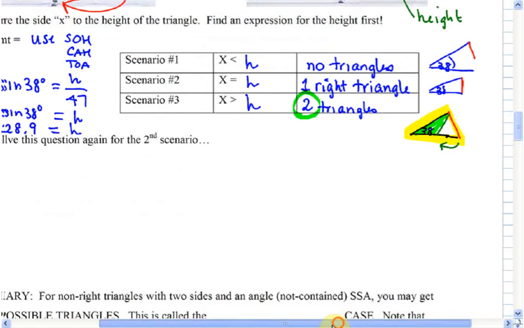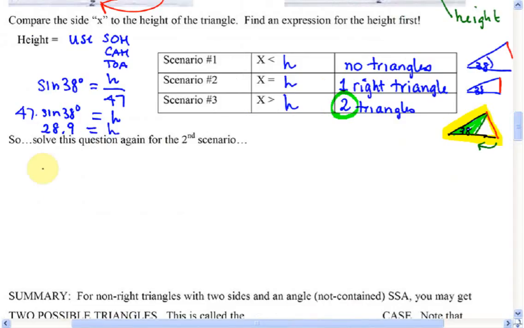So here's what I'm going to do. I want you to draw this out again for me. Here's a 38-degree angle. Draw this out, please. We know this side here is 47. And then we have this side over here, and it's 30. I'm going to try to draw the dotted part in so you can see how I created this angle.